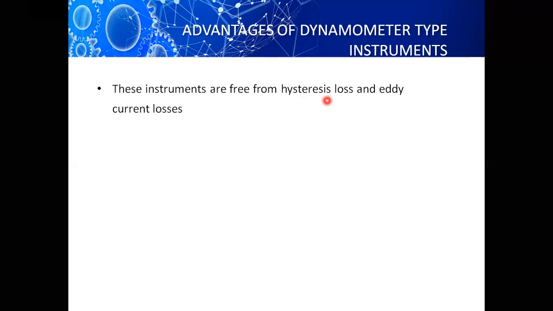When AC current is flowing in the instrument, there will be molecular magnet reversal because the coils will be carrying alternating currents. The magnetic field will also get reversed frequently, and because of that we'd have hysteresis loss. And because we don't have any metal part, we cannot have hysteresis loss or eddy current loss at all. Hence, these instruments are free from hysteresis and eddy current loss.